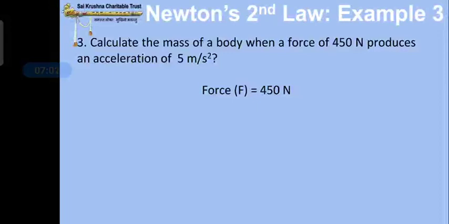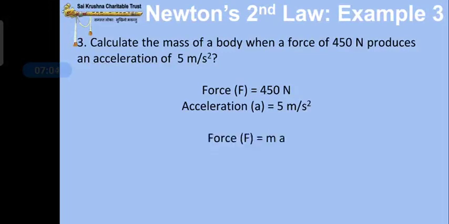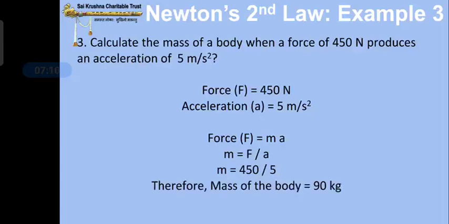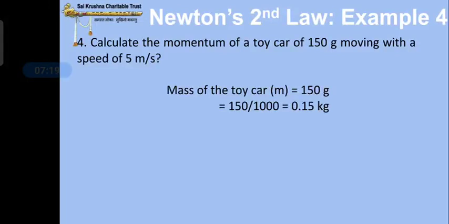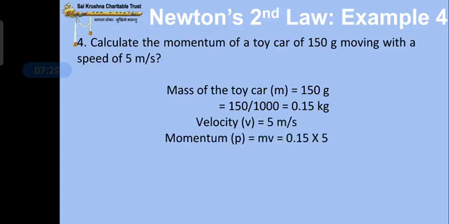So third example, you have force, you have acceleration. So you have to calculate the mass. Mass is given by F divided by a. So the mass of the body is 90 kg. Mass, you know that it is a weight, 90 kg. And example number 4. You know mass, it is given in gram. Always for a given problem, you have to make sure that the values are in its SI units, standard units.